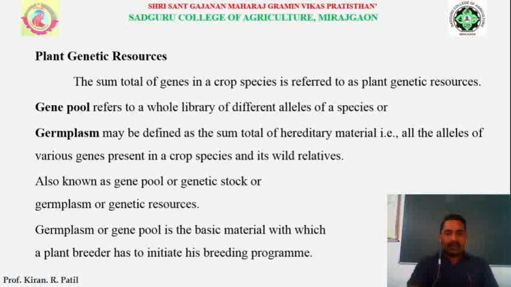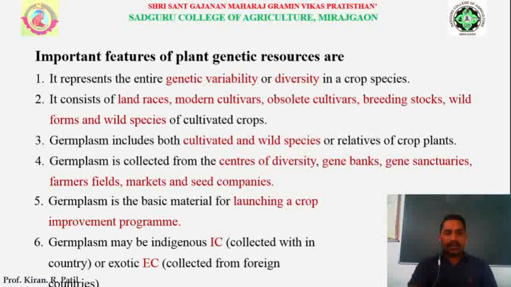So these three concepts, plant genetic resources, gene pool and germplasm, are similar concepts. It means the total biological material, or total number of genes present in a particular crop species, is known as plant genetic resources, gene pool or germplasm. The importance of this is that germplasm is the basic material for initiation of a breeding program or a crop improvement program. Then the important features of plant genetic resources.